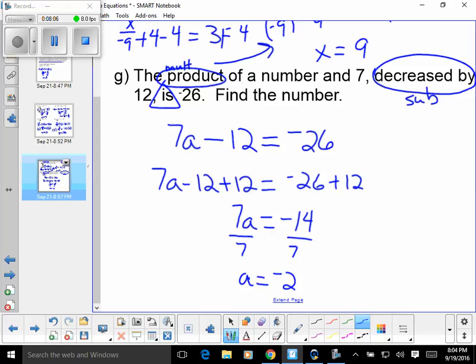Try it back in the equation. 7 times negative 2 is negative 14. So if I do that, let's do the math. Negative 14 minus 12 equals negative 26. Add the opposite. Yes, it does. That concludes lesson 2.2.